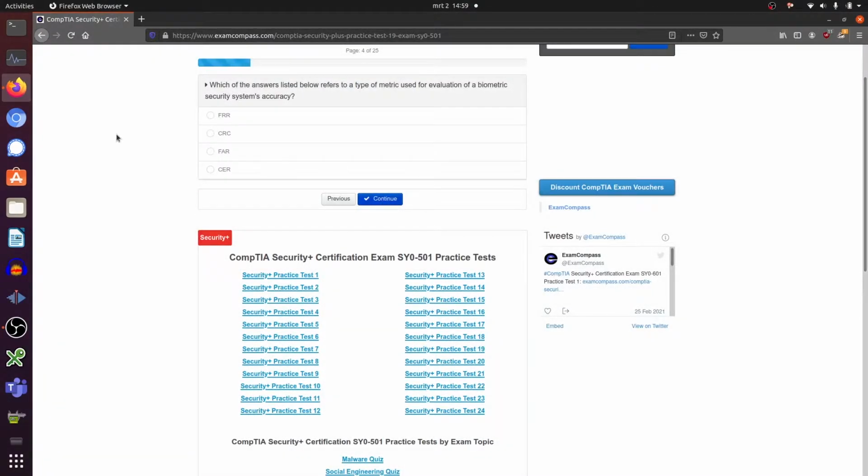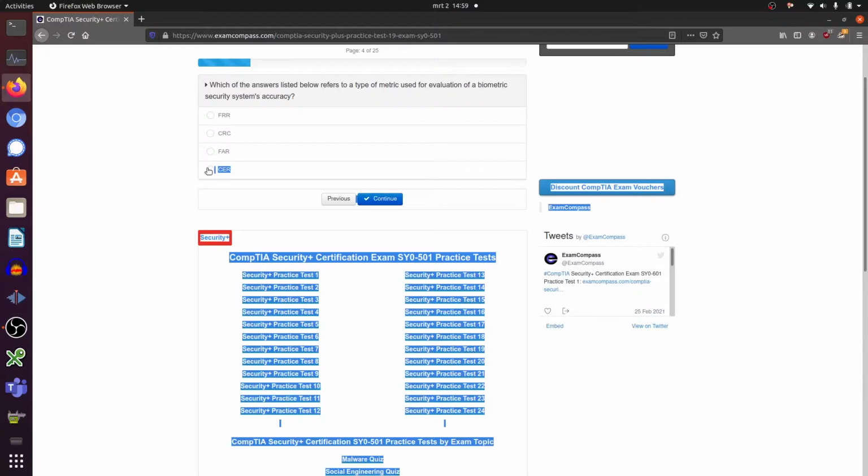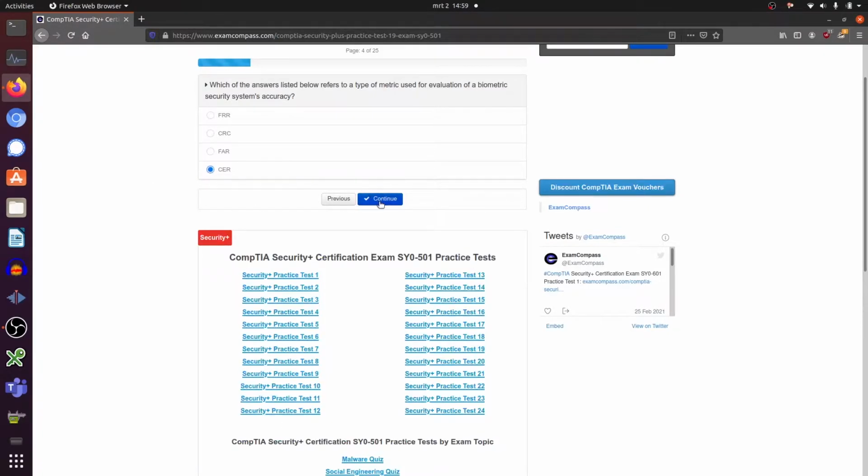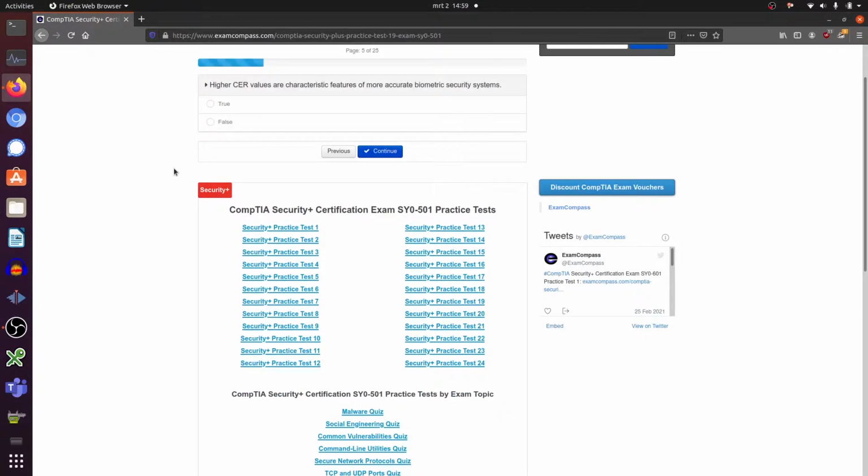Which of the answers listed below refers to a type of metric used for evaluation of biometric security systems accuracy? I don't know, CER, not sure. Okay, this question gives it away. Higher CER values are characteristic features of more accurate biometric security systems. I think it's true.